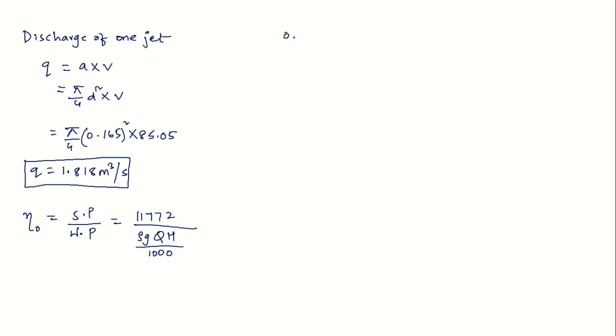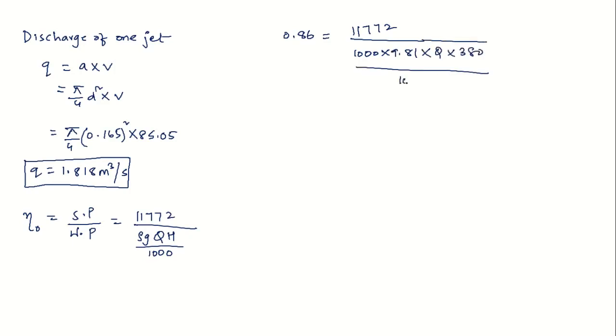So eta naught is 0.86, 86%. So 11,772 by 1000 into 9.81 into Q into 380 divided by 1000. So 1000 will get cancelled. We are left with 0.86 is equal to 11,772 by 9.81 into Q into 380. So from here it's very simple to get the value of Q.